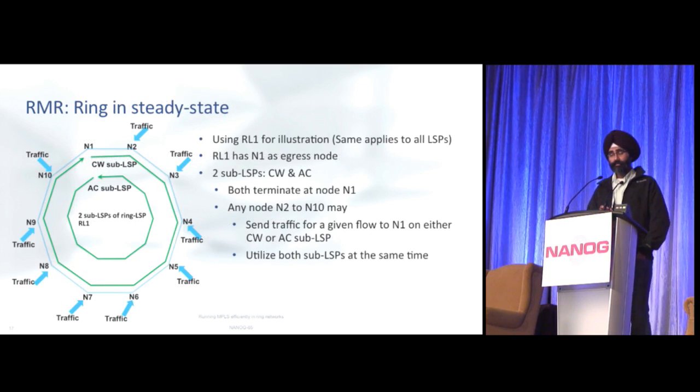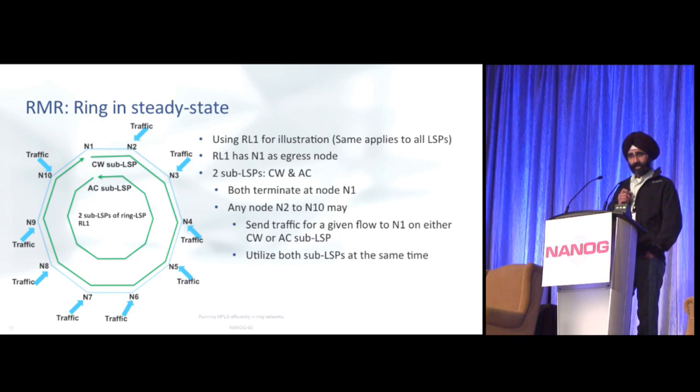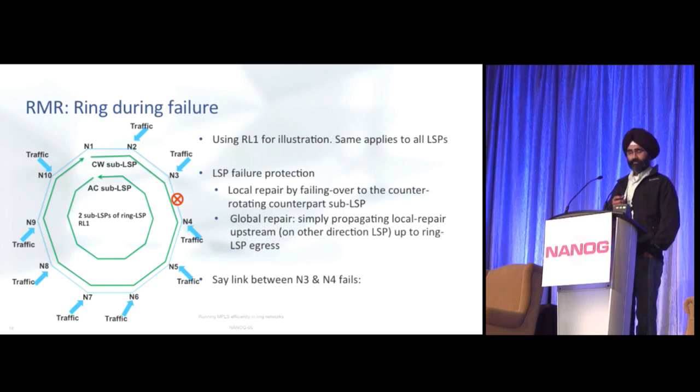Okay, so what does a ring look like in steady state? We've already talked about this, so I'm going to rush through it. There are 2 sub-LSPs, and you may send traffic at any ingress in either direction, but for a given flow only on one sub-LSP. Now let's see what happens during a failure.